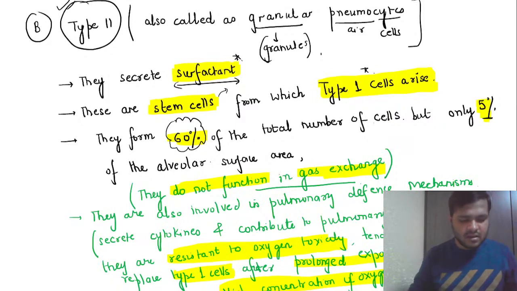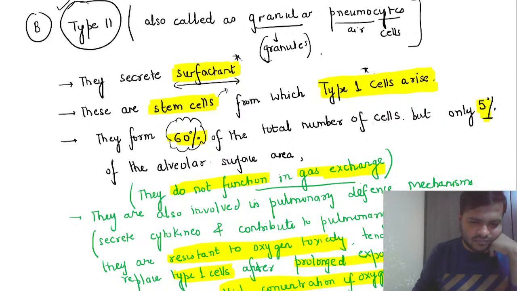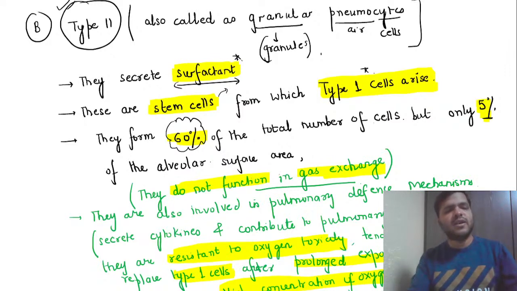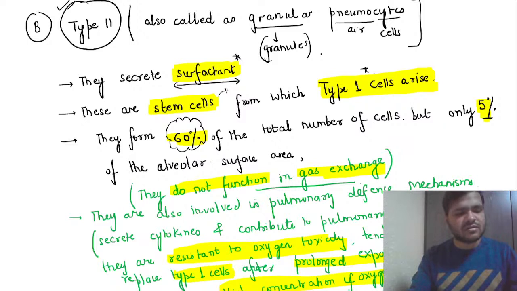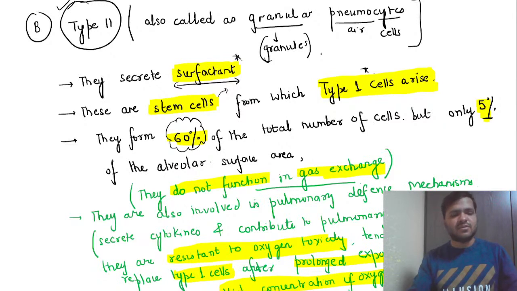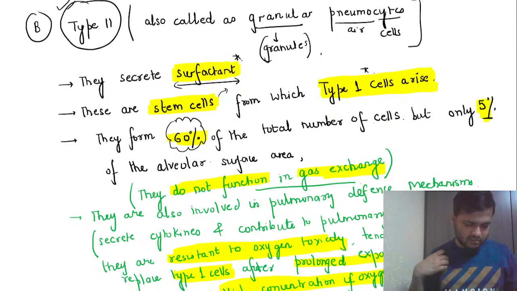So I hope it's clear to each and everyone about the type 2 and type 1 cells. Just give me a thumbs up, guys, that type 1 and type 2 is clear. Some more points, some clinical relevances I wanted to discuss with the type 2 pneumocytes and surfactant, then I'll start with the third topic. First, I will discuss one drug that is important over here.